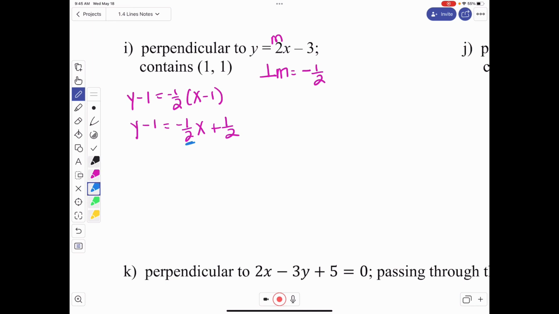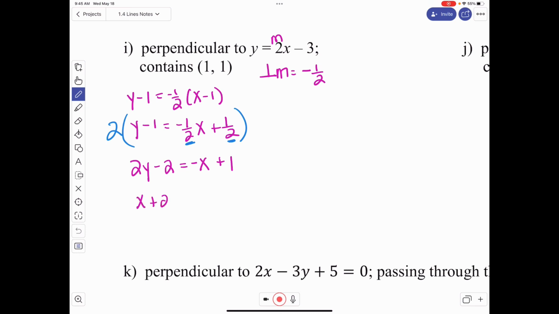So here my denominators are 2. So I'm going to multiply everything through by 2 to get rid of those fractions. So I have 2y minus 2 equals negative x plus 1. And so I want to move my x to the other side, so it would be positive. So x plus 2y, and I'm going to subtract the 1 because I'm also moving it, so minus 3 equals 0.